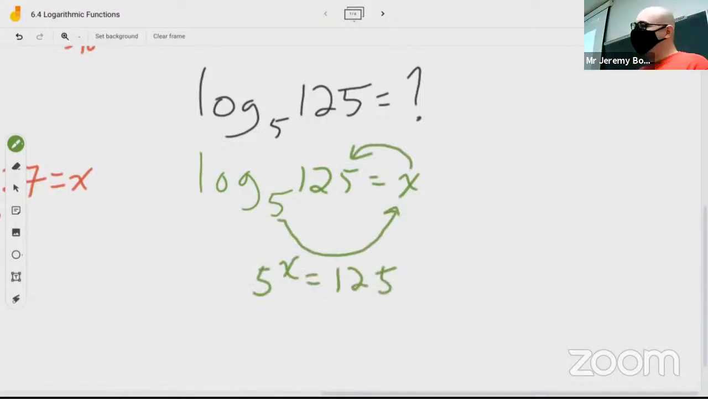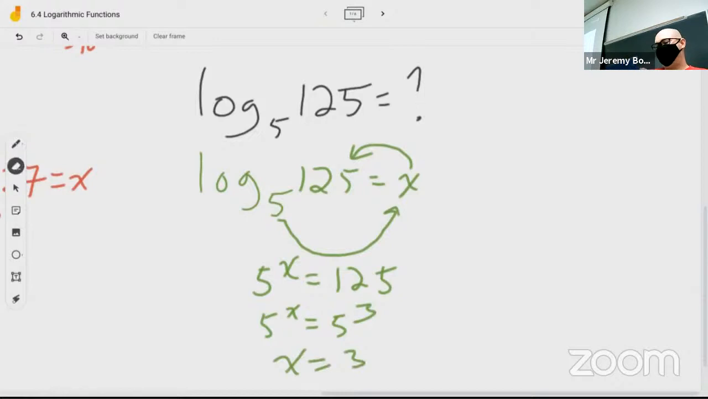And if we think about getting those in the same base, 125 is 5 raised to the what power? To the third power. Good. And so that means that x would have to equal 3. That means that log base 5 of 125 is 3.